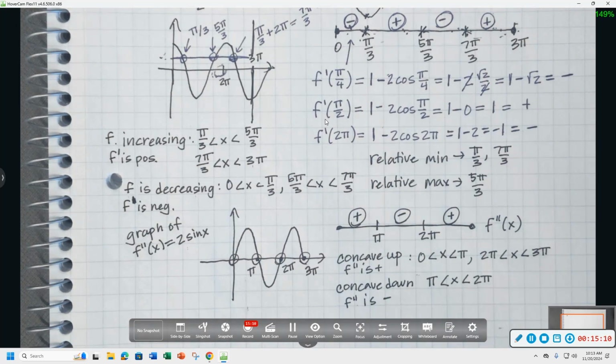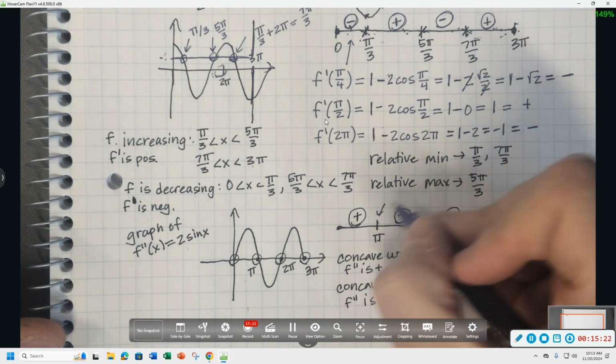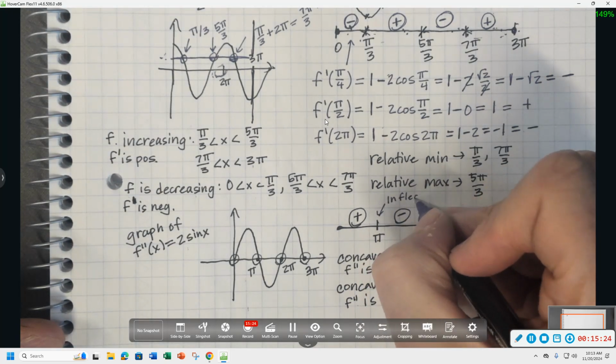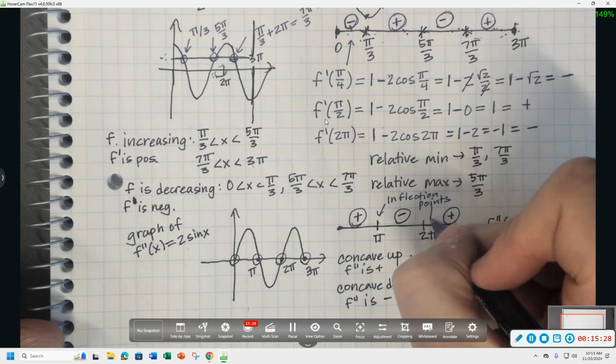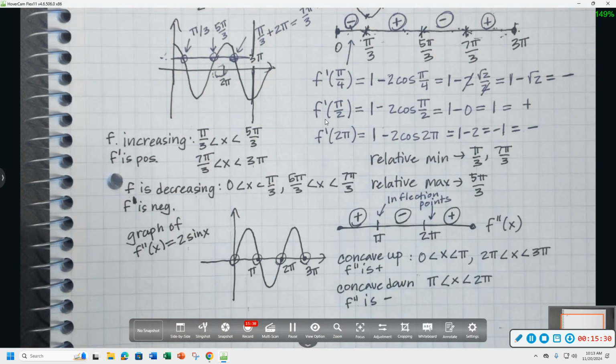What do we call it when the graph is switching concavity, when it's changing sign for the second derivative? We talked about this yesterday. Inflection point. Okay, so these points here are inflection points. Okay, any questions at all about number 9 in all of its glory?